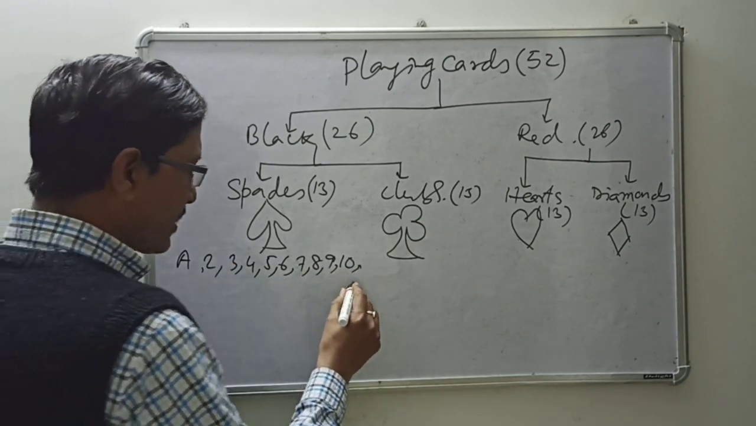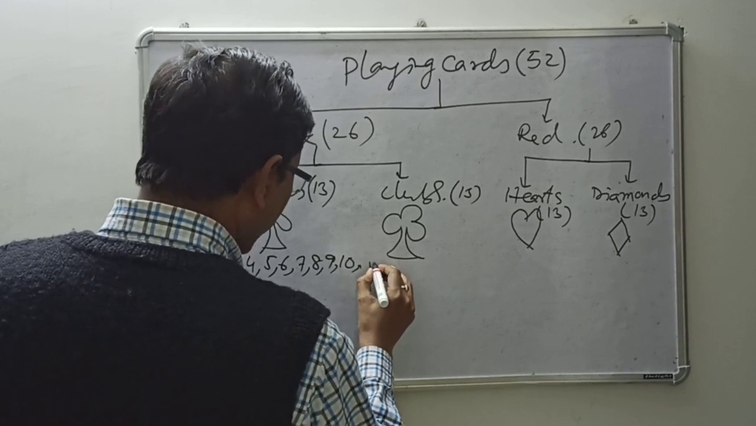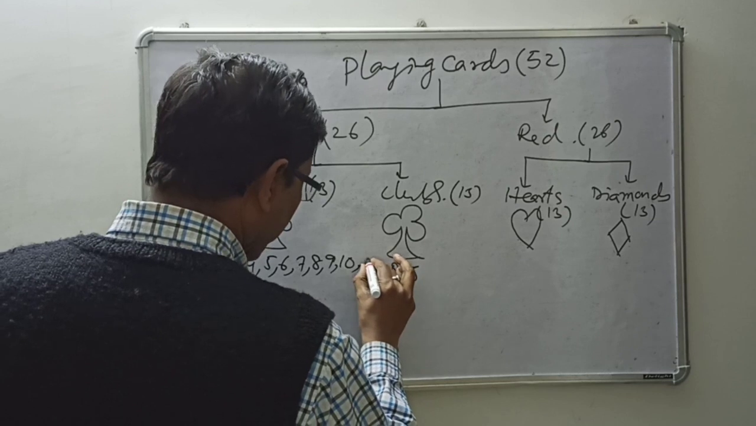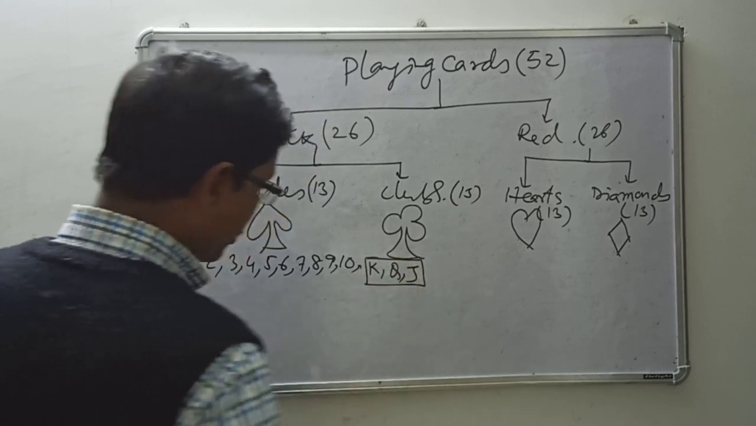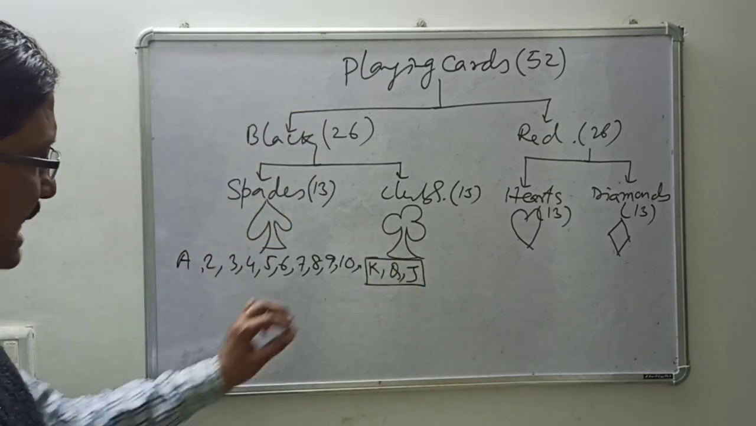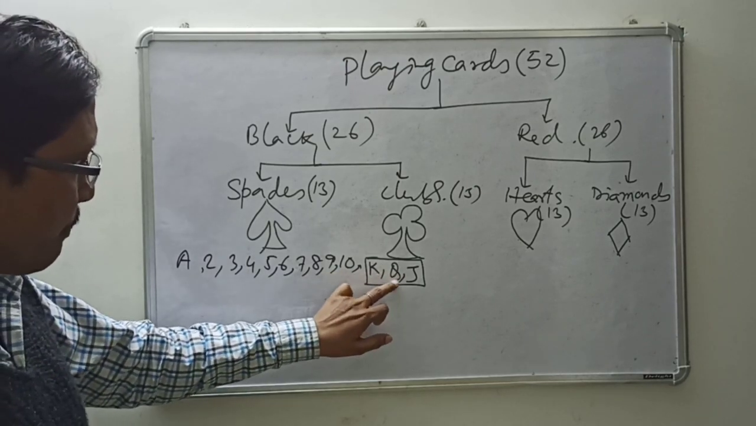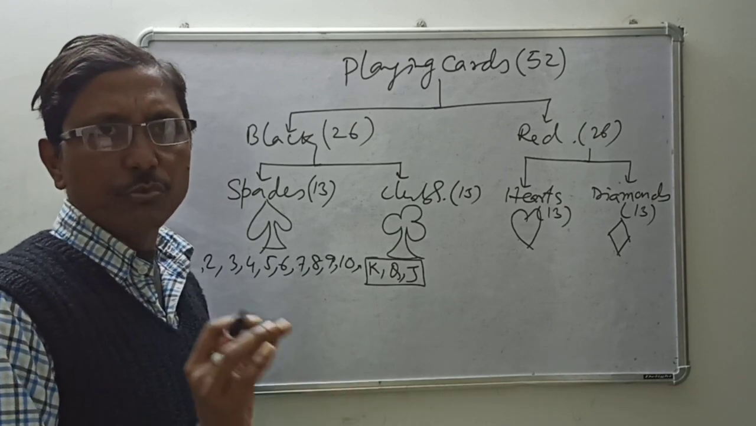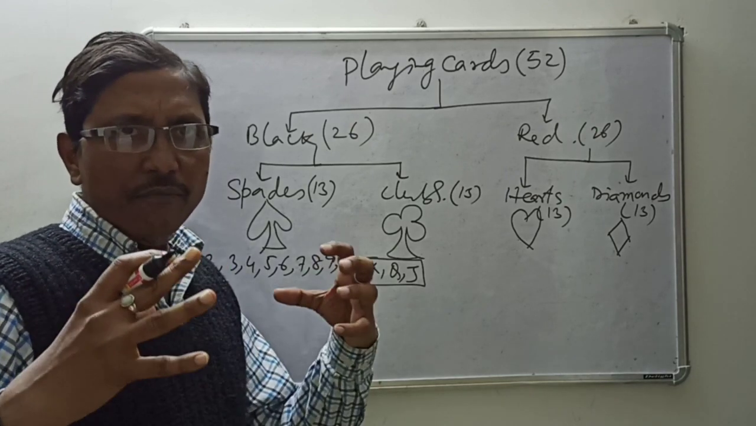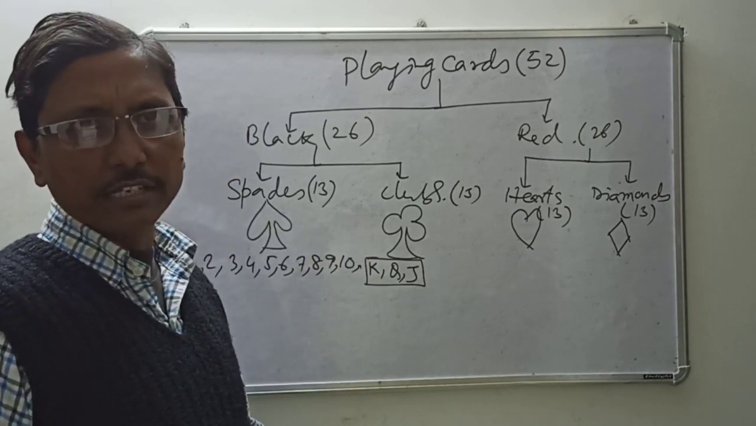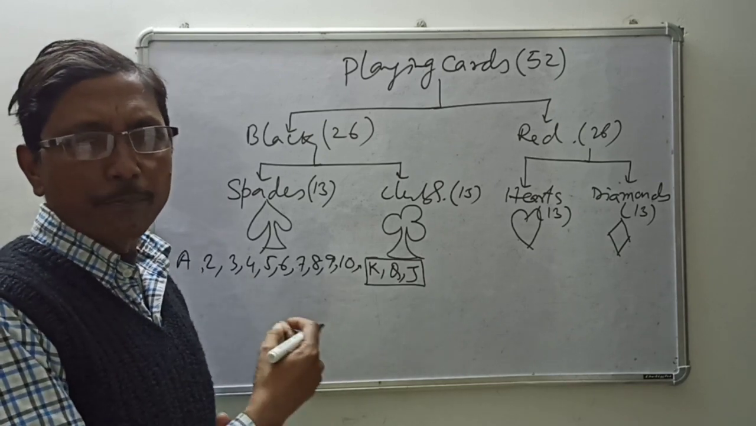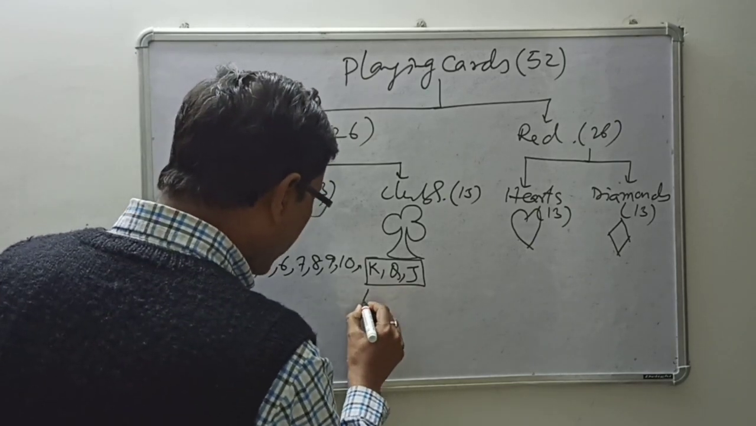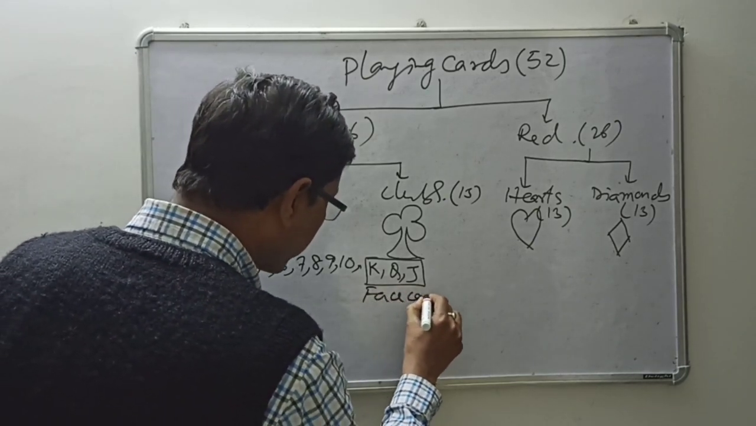Then next you have the king, queen and jack. These 3 cards, king, queen, jack, have faces drawn on them. That means they have faces, which is why they are called face cards. So these 3 are known as the face cards.